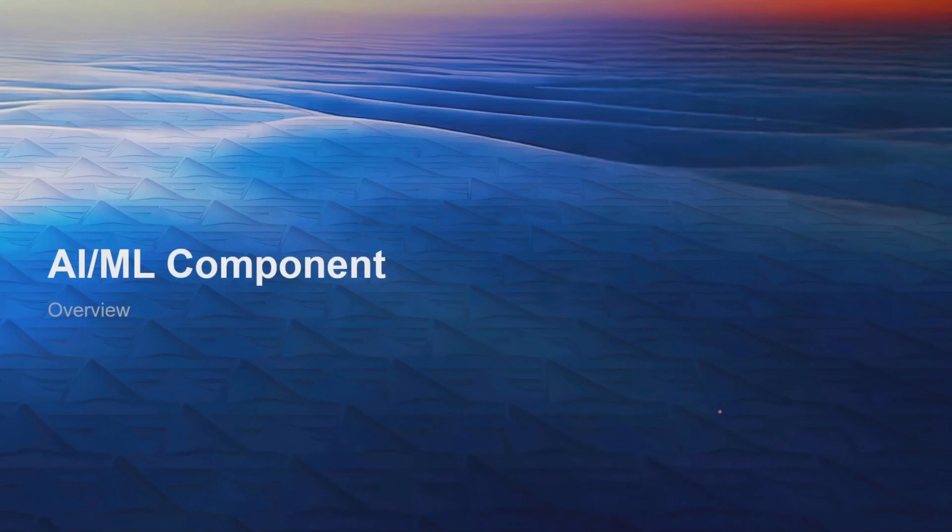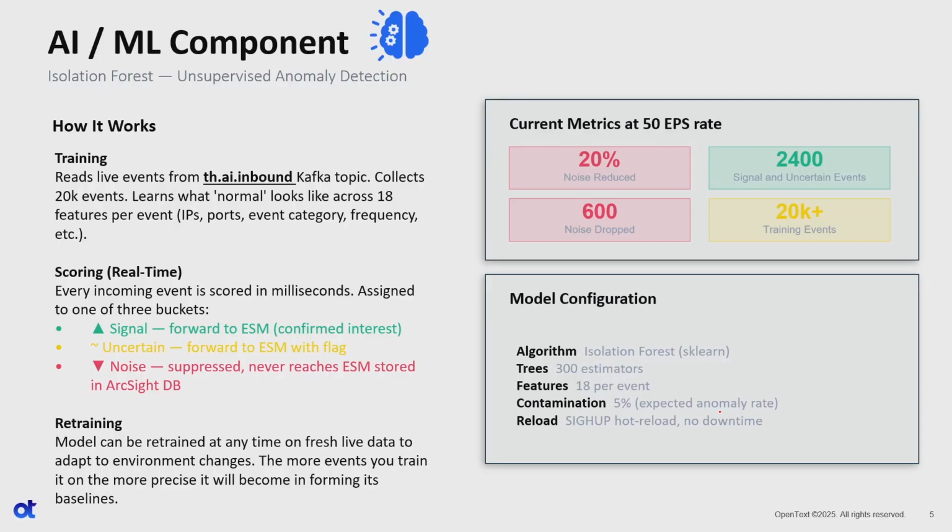Okay, so let's take a look at the AI ML component. The AI ML component essentially can be trained on live events. In my environment, since I have only a test alert connector, like I already said, I have trained my model on 20,000 events, but this can be 100,000, 1 million, and more. The only thing is that it's going to take some time. For example, 20,000 EPS took approximately 10 minutes or something like that.